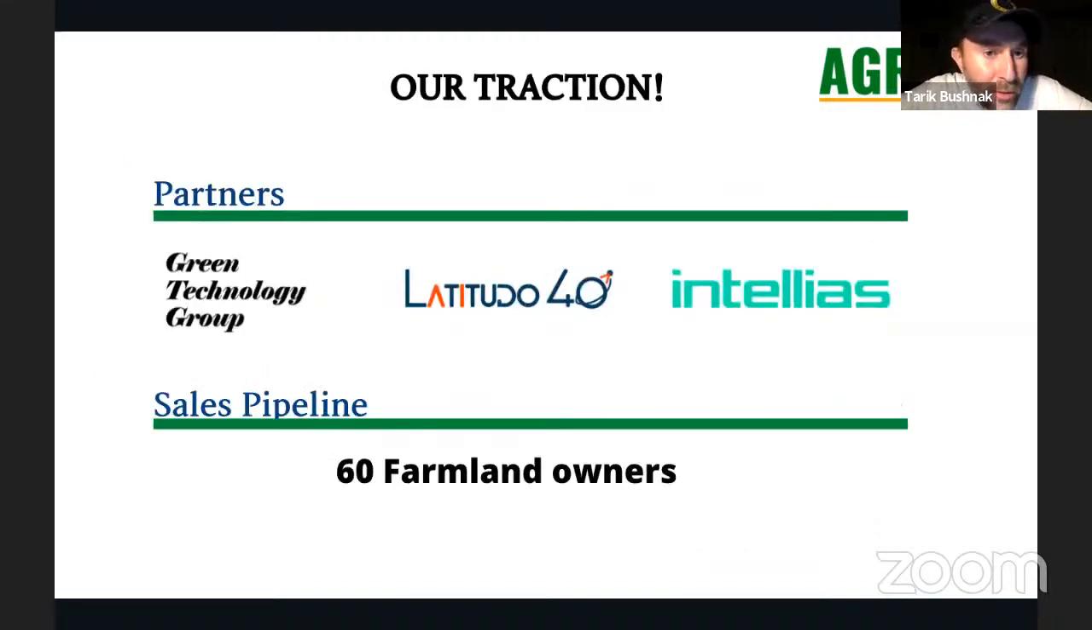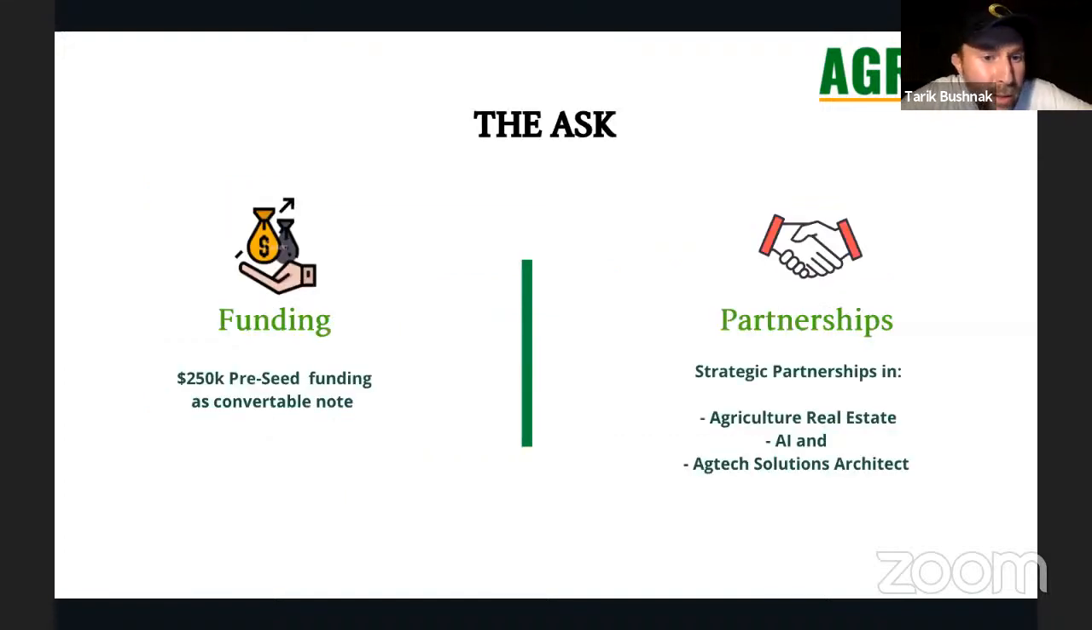We already have some traction because we talked to three potential partners. One of them has agreed to put down a payment of $200,000 to $300,000 as seed money. And we have about 60 farmland owners in the sales pipeline. Now, what's the ask? We're looking for about $250,000 in pre-seed funding as a convertible note.